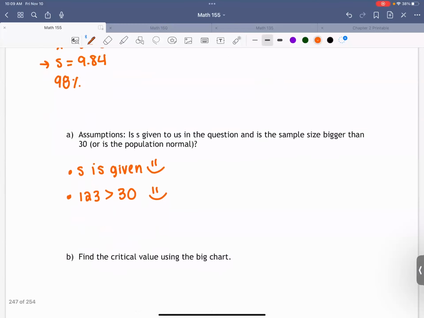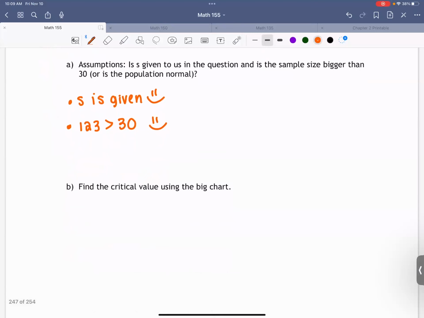All right. Next, since S is given, now we can use the big chart, right? The big chart tells us the critical value. Before you use the big chart, though, we have to figure out the degrees of freedom, right? Because that tells us which row to use. What's the formula for degrees of freedom?